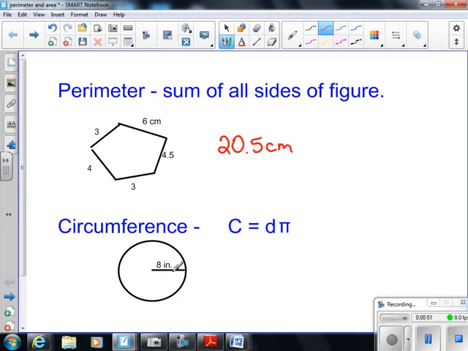Now in this case, our diameter is not given to you. What is our diameter? Our diameter is 16. So I'd take 16 times 3.14. And what would you come up with? 50 and 24 hundredths, and it would be just plain old inches.